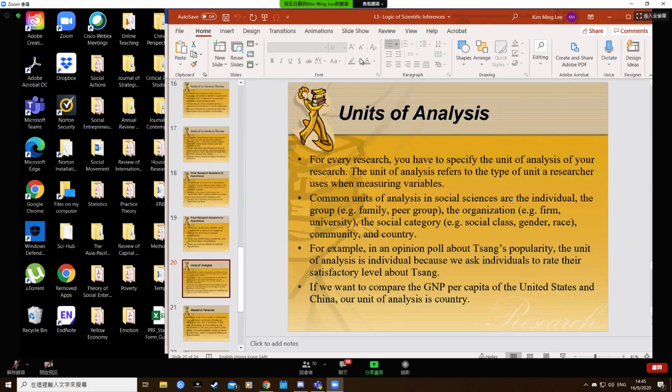Common units of analysis in social science are the individual, the group, like family or peer group, the organization, like a firm or university, or other social categories, like social classes, gender, race. So we have different types of units of analysis. If you want to learn more, I have an exercise for you to do in tutorial. Time is very limited in lecture, so if you still don't understand, you can ask your tutor. But this is quite straightforward. Unit of analysis is what objects you are studying. Country, individual, or family, something like that.